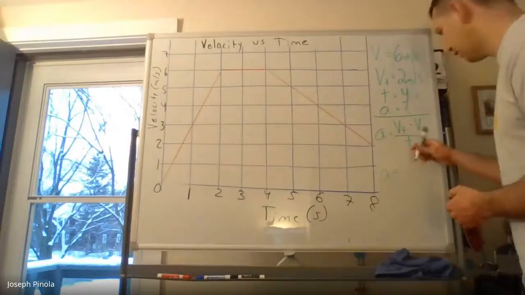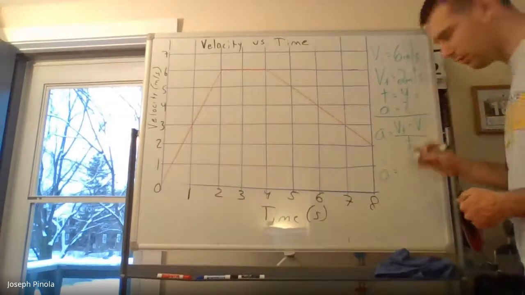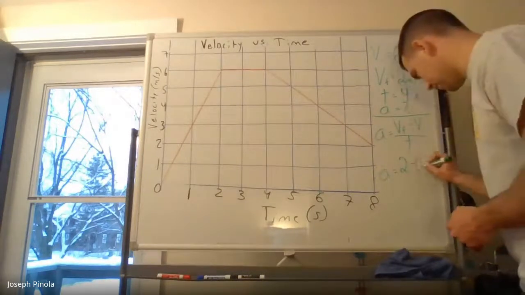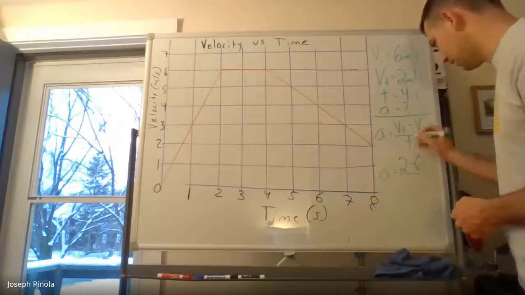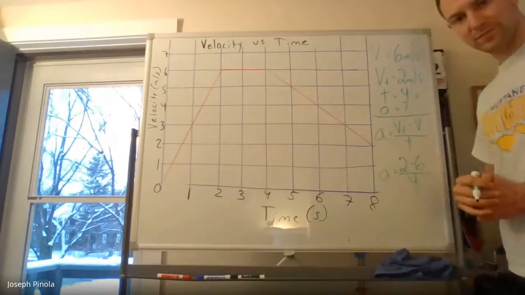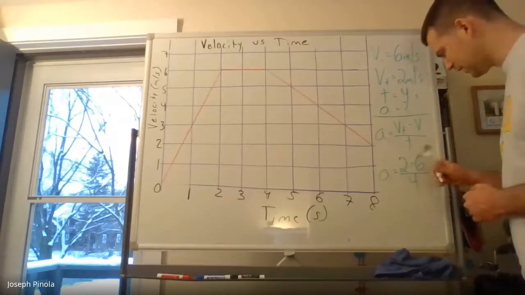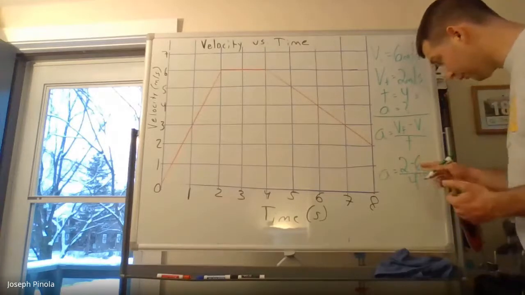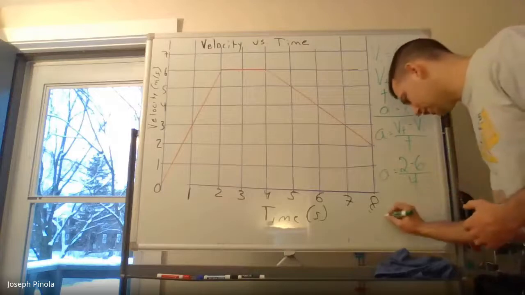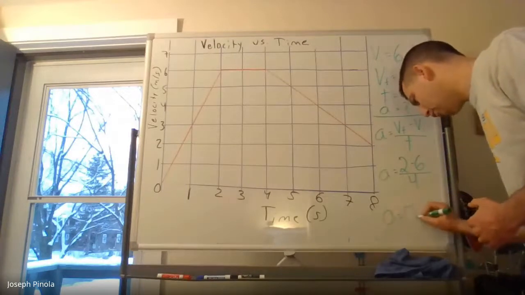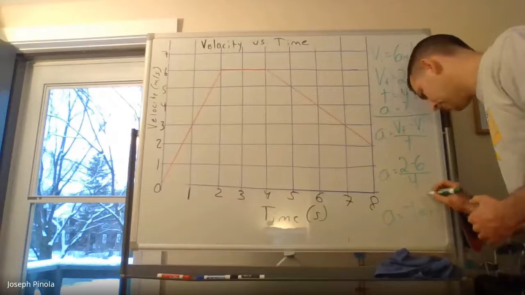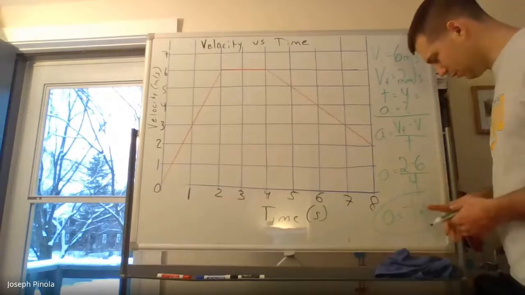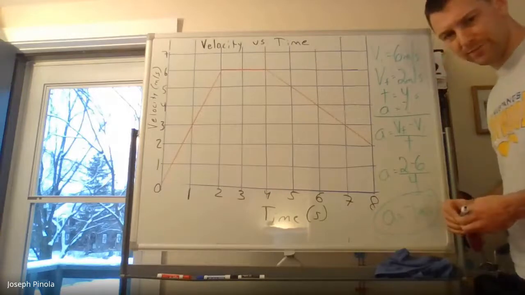Let's be careful. VF is 2 meters per second. VI is 6 meters per second. And the time is 4 seconds. 2 minus 6 is -4. And -4 divided by 4 is an acceleration of -1 meters per second squared. Notice we got the negative number we wanted.